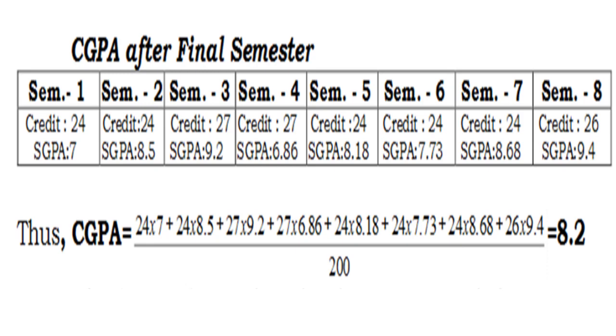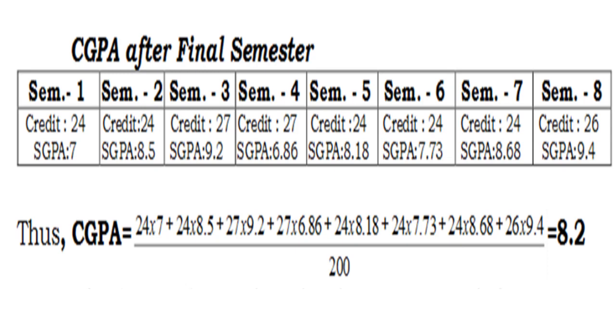If you have the SGPA and credits for all 8 semesters and want to calculate the CGPA for the whole course: Semester 1, 24 into 7, because 24 is the number of credits in semester 1 and 7 is the SGPA. Semester 2, 24 into 8.5, 27 into 9.2, 27 into 6.86, 24 into 8.18, 24 into 7.73, plus 24 into 8.68 plus 26 into 9.4, divided by the total number of credits of all 8 semesters. So 24 plus 24 plus 27 plus 27 plus 24 plus 24 plus 24 plus 26. If you add all these credits from semester 1 to 8, you will get 200.